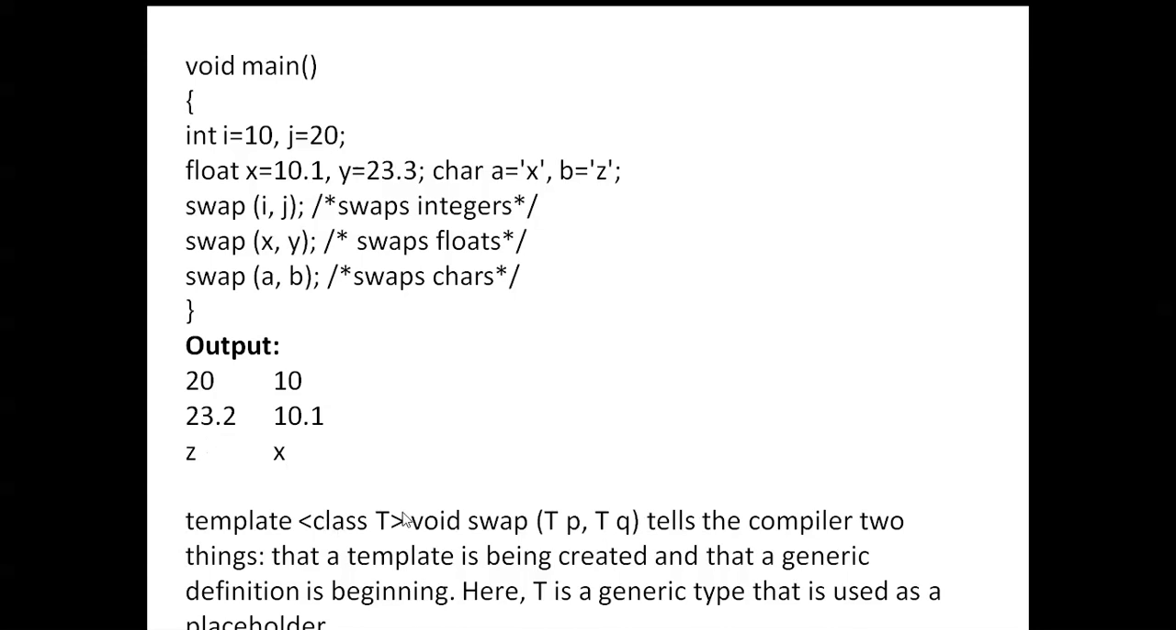Template <class T> void swap(T P, T Q) tells the compiler two things: that a template is being created and that a generic definition is beginning. Here T is a generic type that is used as a placeholder.